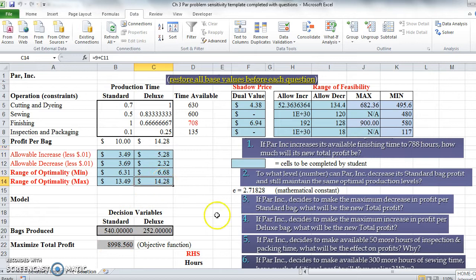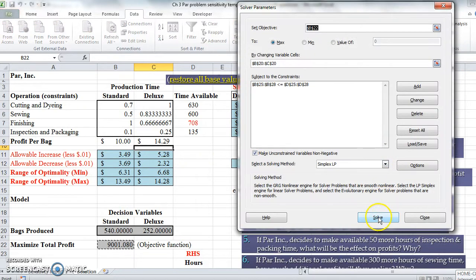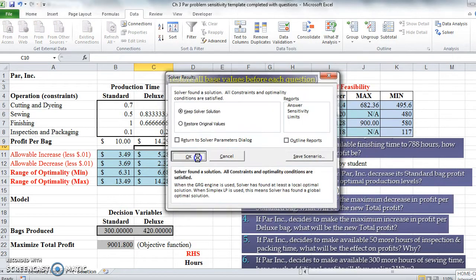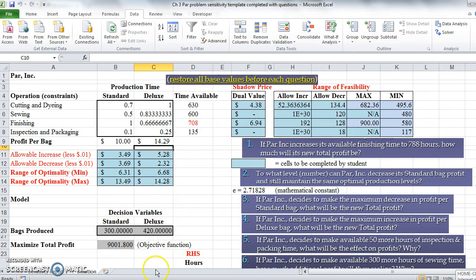Let me prove it to you by making this 1429 and running solver. We did that. Notice how our production levels changed. But we want to stay within the range. We're going to restore everything to original base values.